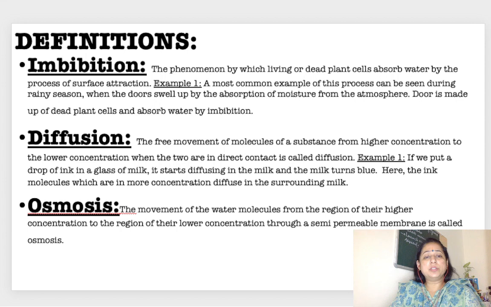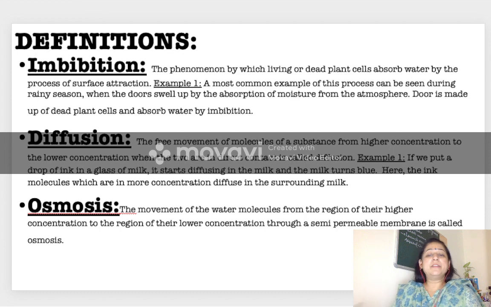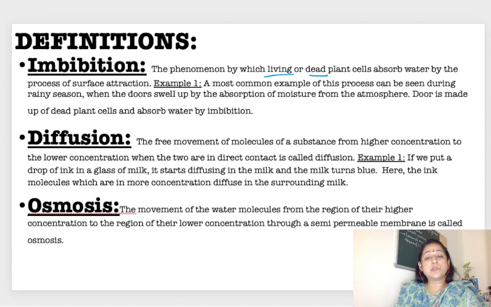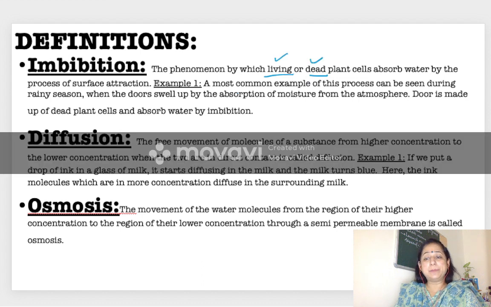Now imbibition is basically the process by which the living and the dead cells. Now herein the important thing is that the living and the dead parts of the plant cells, they absorb water by the process of surface attraction. That means the dead cells can also absorb water, but they should be plant cells, fine. So the phenomena by which the living and the dead plant cells absorb water is called imbibition.